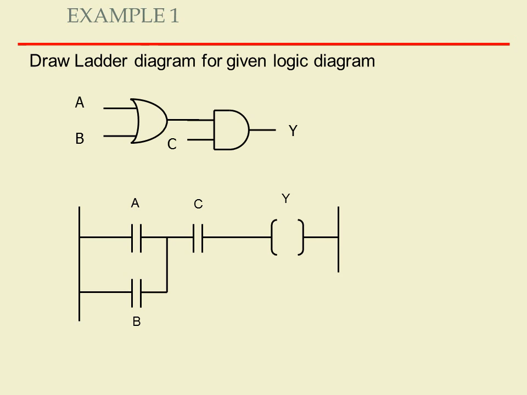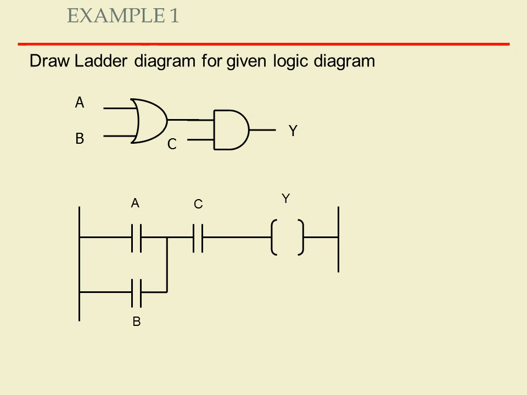Next, here is one example to draw a ladder diagram for the given logic diagram, and in this logic diagram two gates are connected. The first is an OR gate, the second is an AND gate. The OR gate has inputs A and B, and the output of that OR gate is connected as one input to the AND gate, and the other input to the AND gate is C, and the overall output is equal to Y.